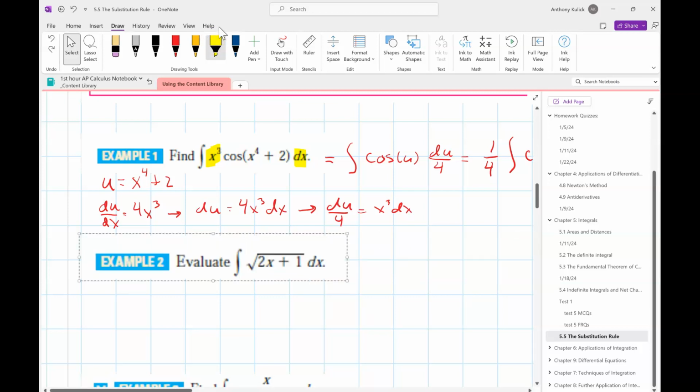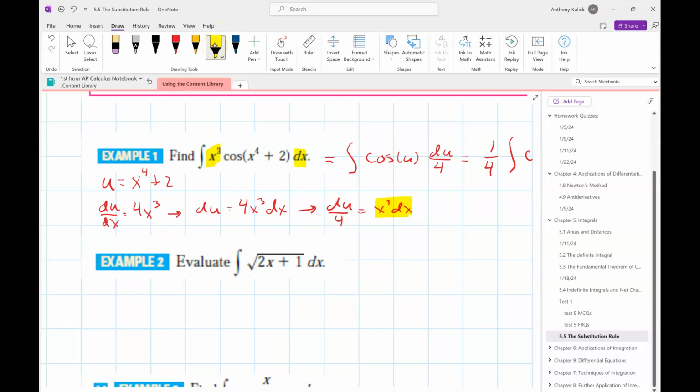So the x cubed dx, I replaced with the du over 4, right? So that du over 4 replaced the x cubed dx. Does that make sense as to where it went?